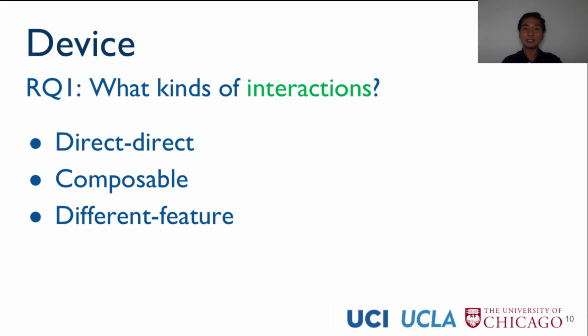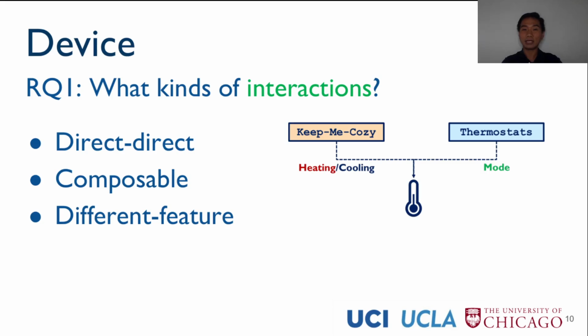In fact, we discovered that there are a number of pairs in which both apps write to the same device, but they just interact. For example, we found the Keep Me Cozy and Thermostats apps that write to a thermostat. One app controls the heating or cooling feature, while the other controls the thermostat operation mode. Therefore, because they write to different disjoint features of the same device, we consider them interacting and not conflicting with one another.